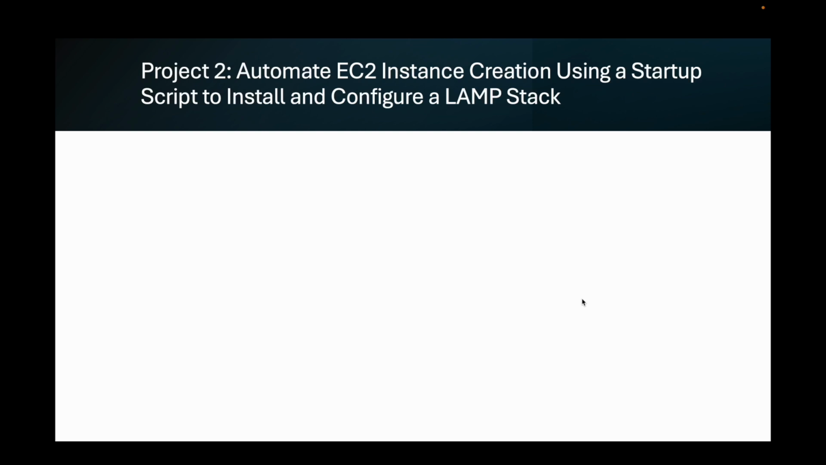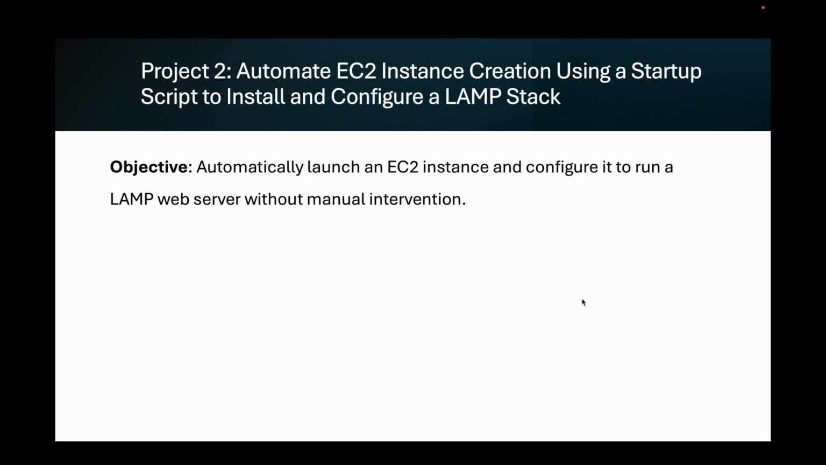Project 2. Automate EC2 instance creation using a startup script to install and configure a LAMP stack. In this project, we'll automate the setup of an EC2 instance with a LAMP stack, where LAMP stands for Linux, Apache, MySQL, and PHP, by using a startup script, also known as user data, during instance launch. So the objective here is automatically launch an EC2 instance and configure it to run a LAMP web server without manual intervention.